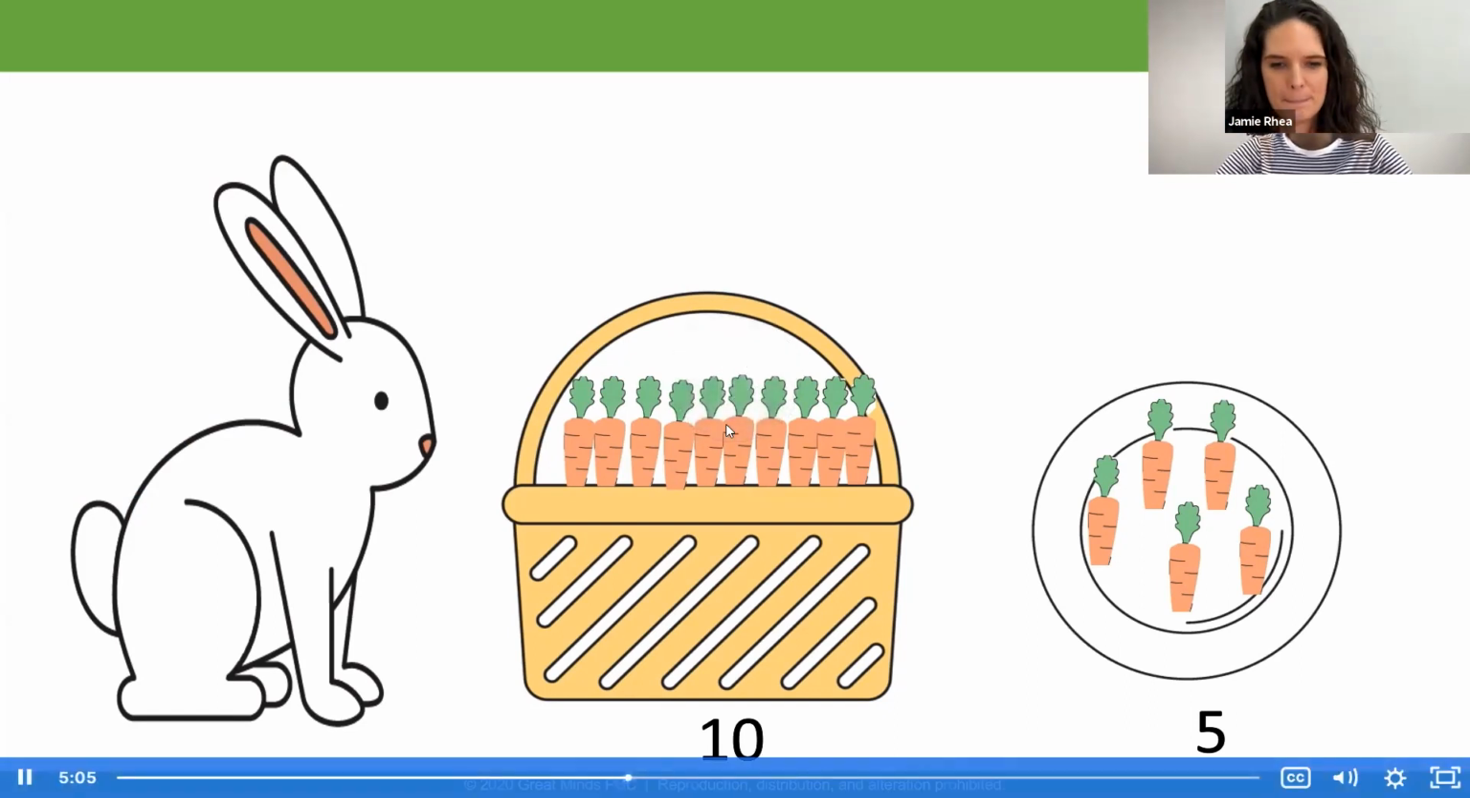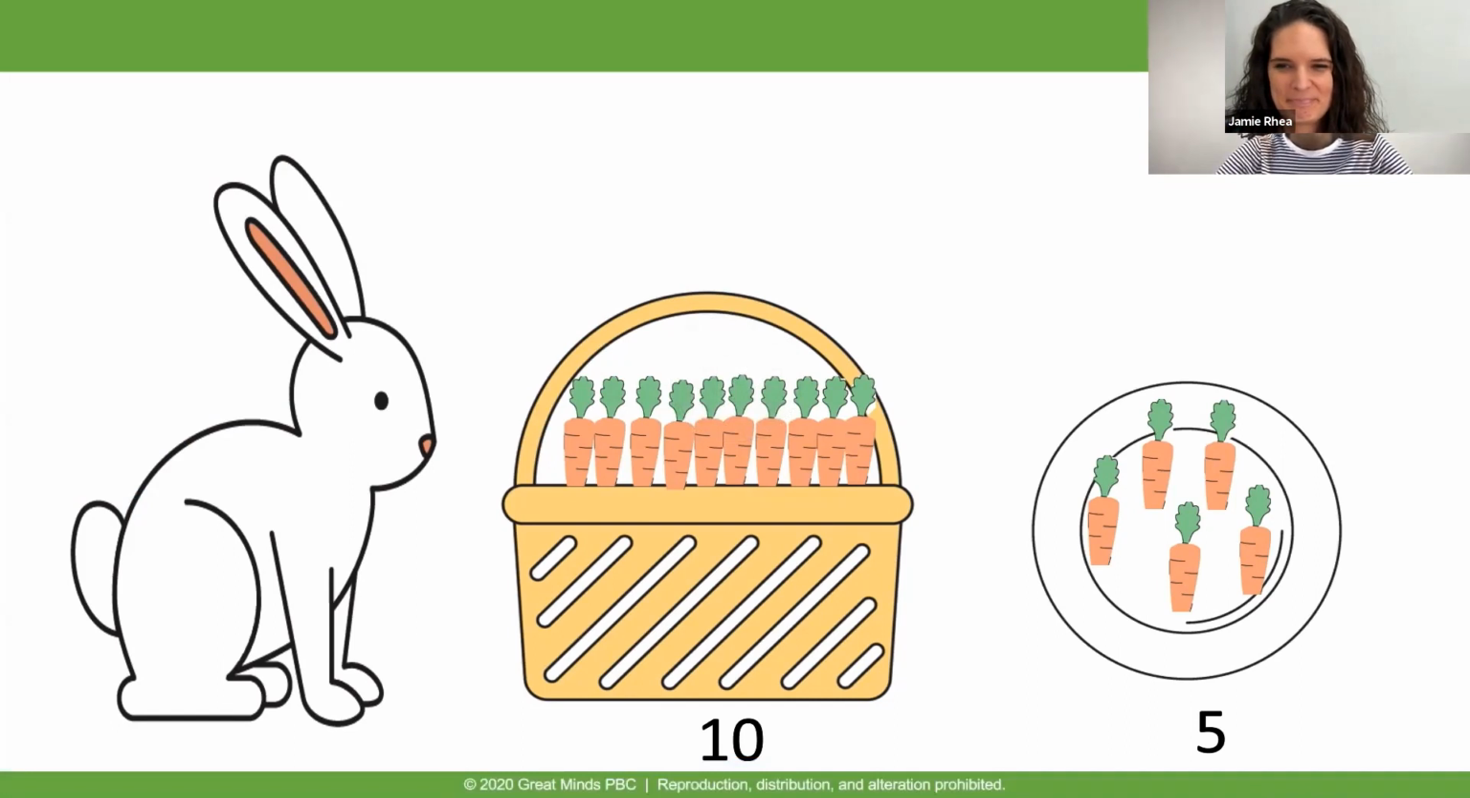Bailey Bunny loves carrots. She had 10 carrots in her basket and 5 carrots on her plate. She then ate 9 carrots from her basket. How many carrots does Bailey Bunny have left?